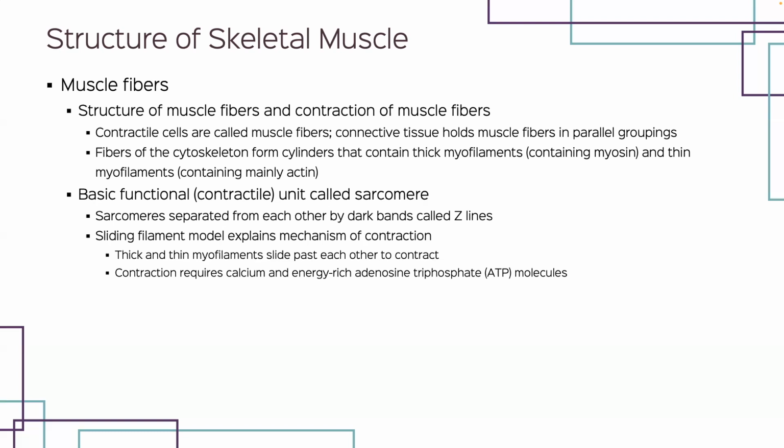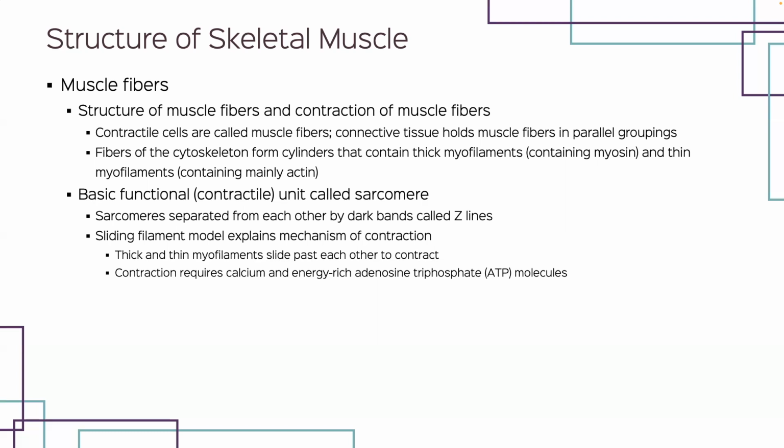Those are going to be called thick and thin microfilaments. So the thick microfilaments are going to be formed from a protein called myosin, and then the thin filaments are going to be composed mainly of a protein called actin.